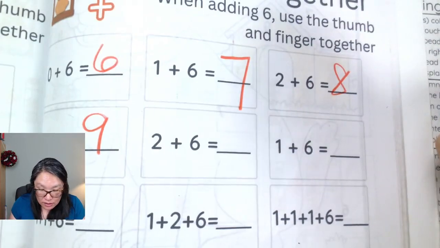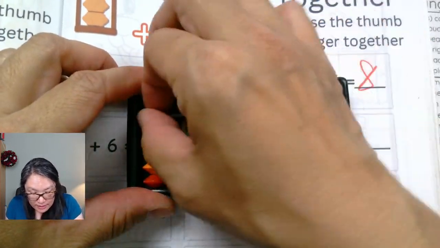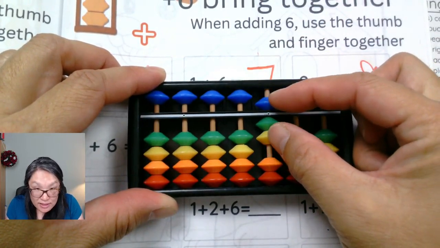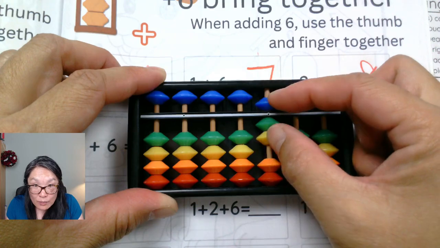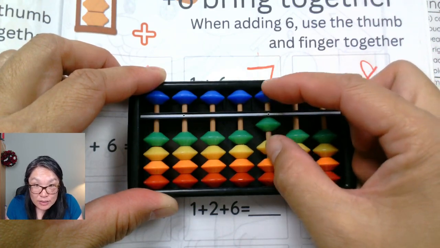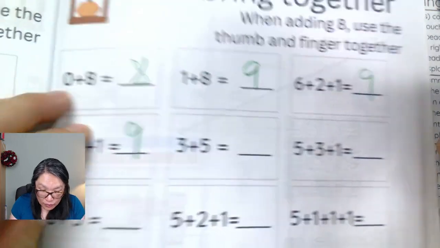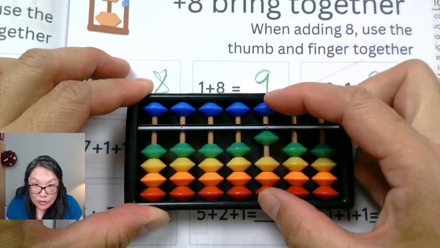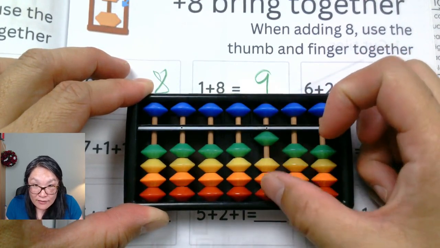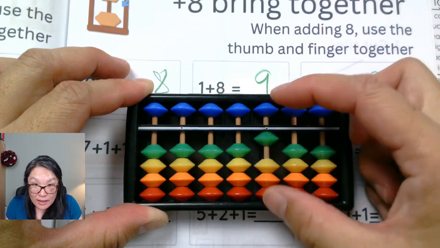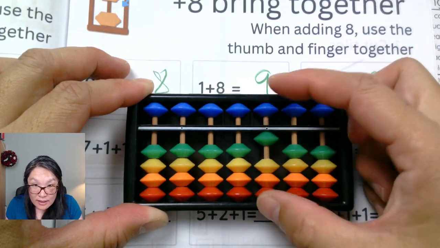So again, 6. If I have 1, I want to add 6, which is these 2 beads, one top bead, one bottom bead. I can add and I can subtract. And we do it again with the 7, and with the 8. So if I have 1, I'm going to do 5, 6, 7, 8, and that's 8. I subtract the 8, add the 8. Subtract the 8, add the 8.